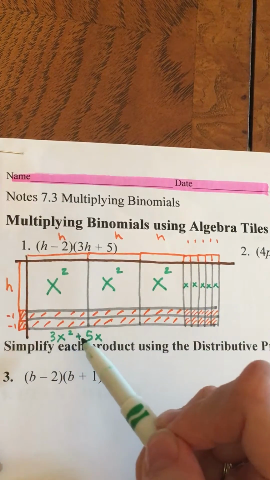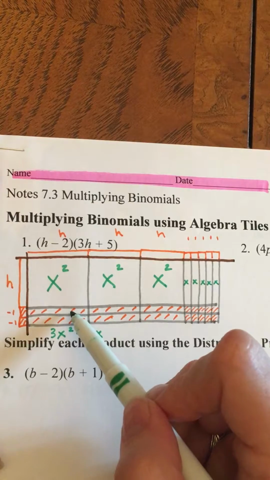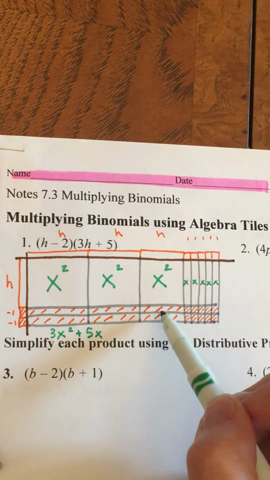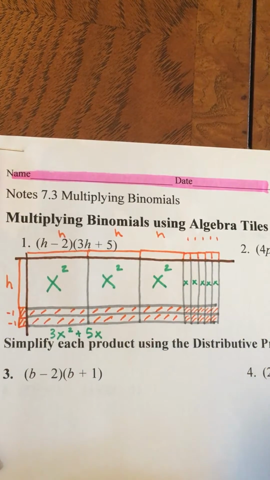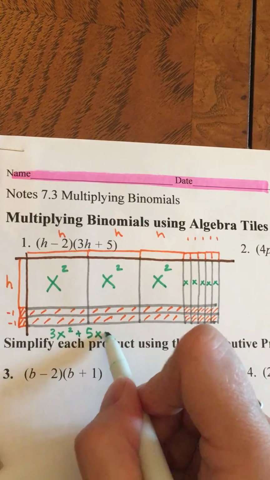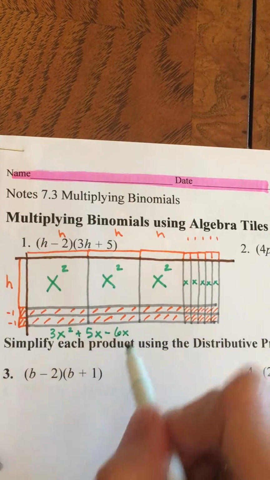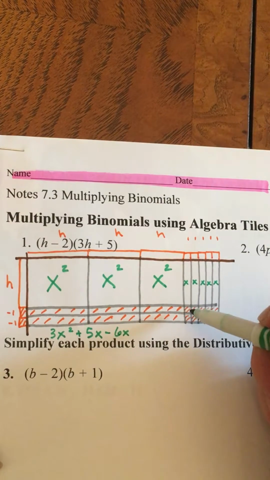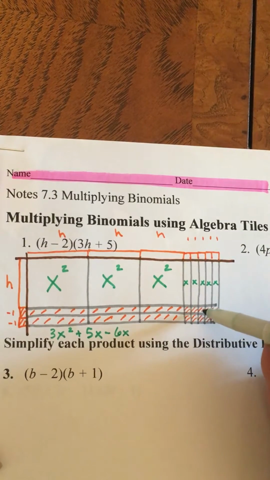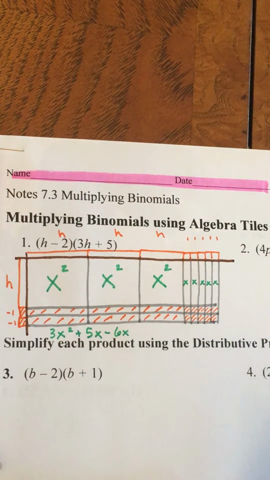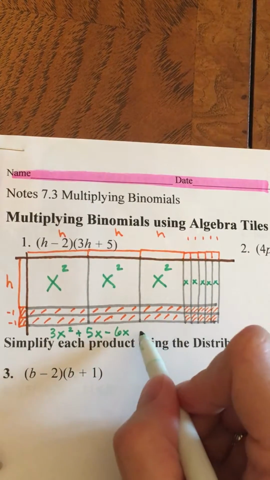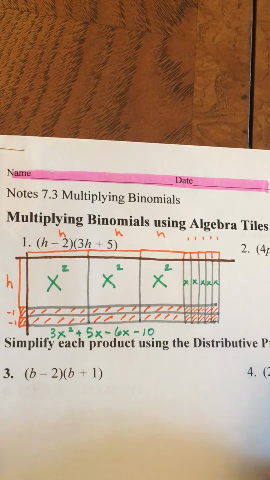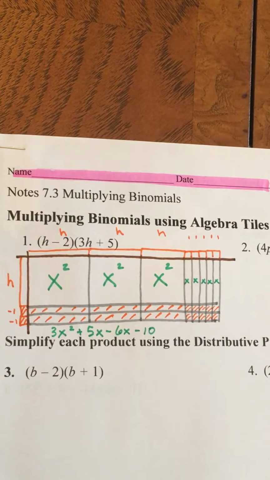Let's count how many shaded sticks we have. 1, 2, 3, 4, 5, 6. But they're negative. They're all shaded. So minus 6x. And finally, I have 1, 2, 3, 4, 5, 6, 7, 8, 9, 10 baby boxes, and they are all shaded, so minus 10. Can we simplify this?